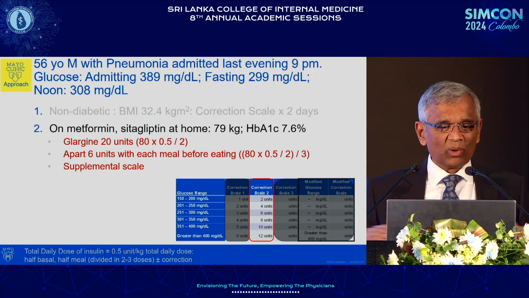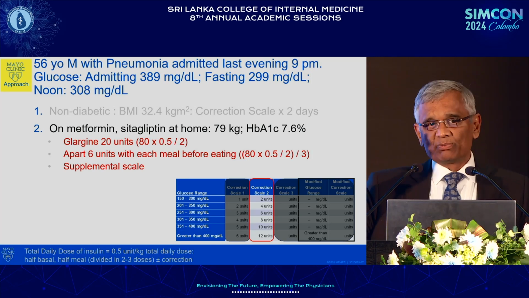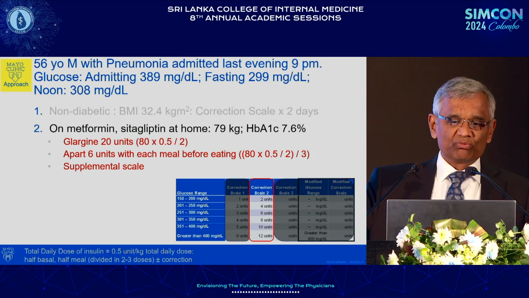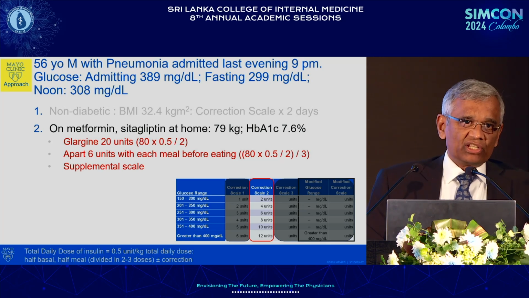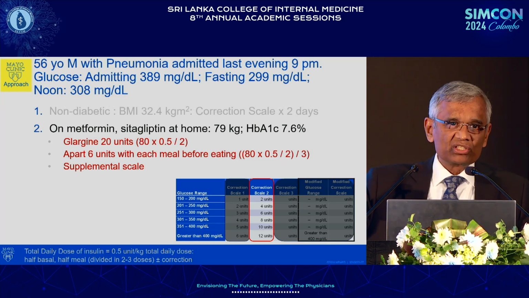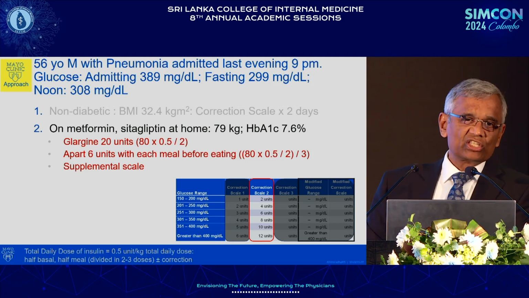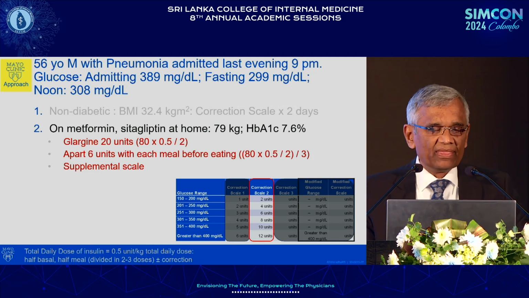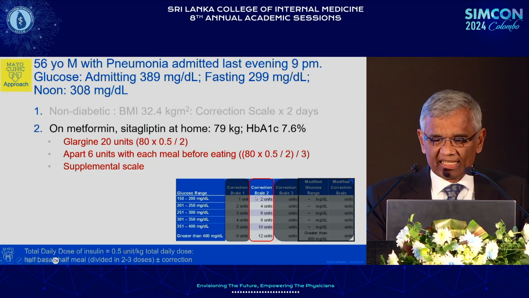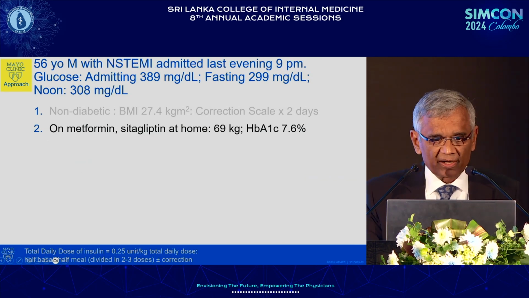We use 20 units of glargine. Why? It's an 80 kilo person, 80 times 0.5. That is the total daily insulin requirement, half of which is basal. So 20 units of glargine given once a day. Rest of it given as meal doses. So the rest of the 20 units I'm dividing into 6, 6 and 6 for the other 3 meals. And that is how I'm getting the meal doses. And I'm giving moderate intensity, the relatively higher correction scale insulin as has been shown here.